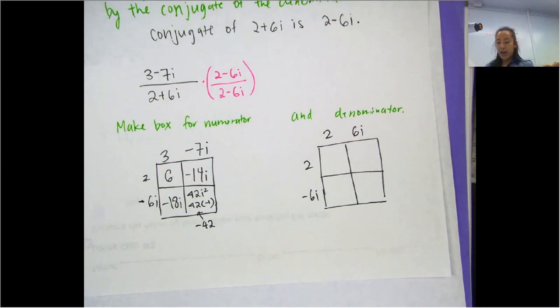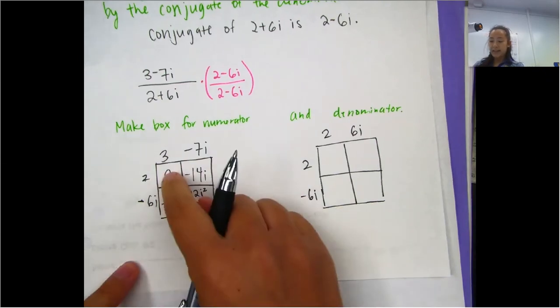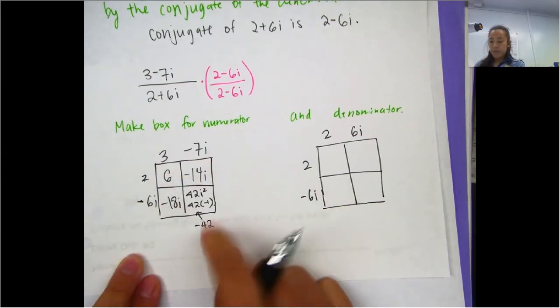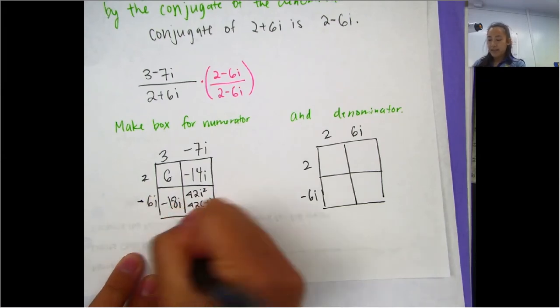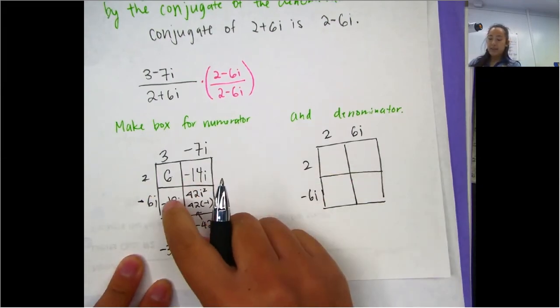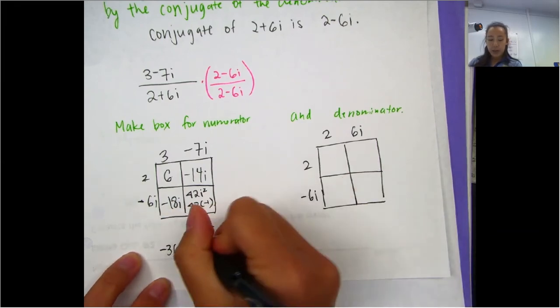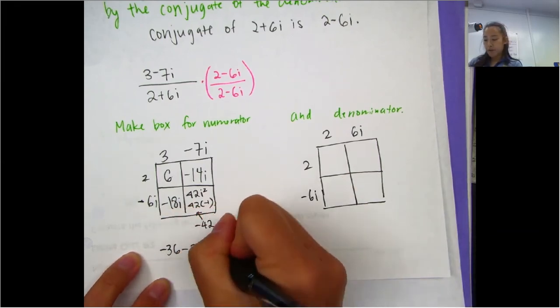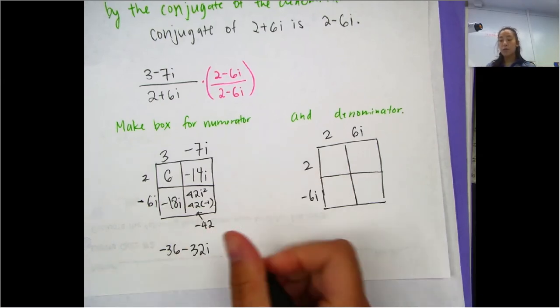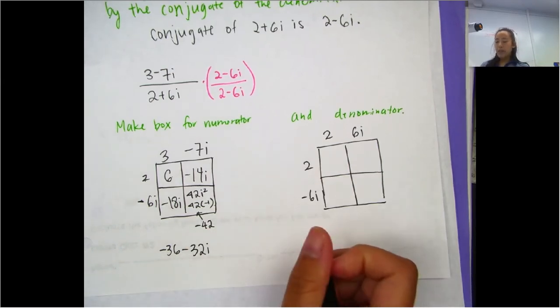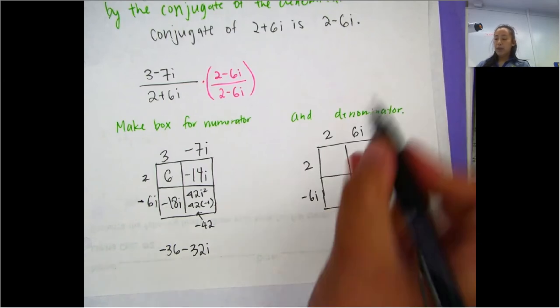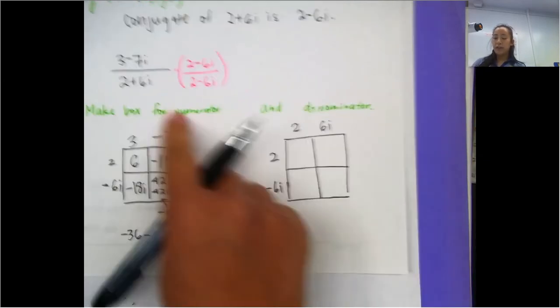So we'll go ahead and just add those all together. And so you have 6 plus negative 42, that's negative 36, and then minus these two added together. And so that'll be minus 32i. And so again, this is the numerator.